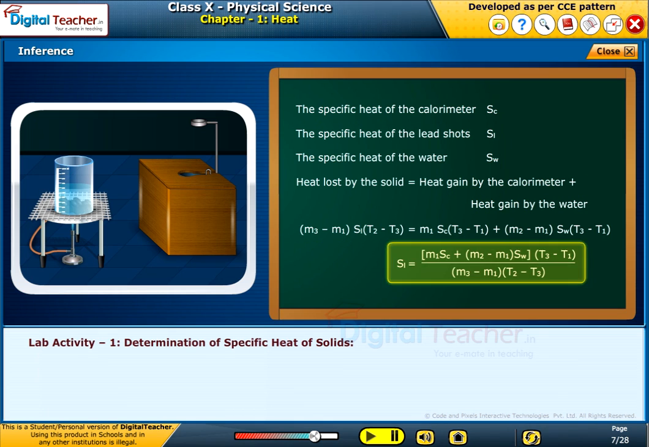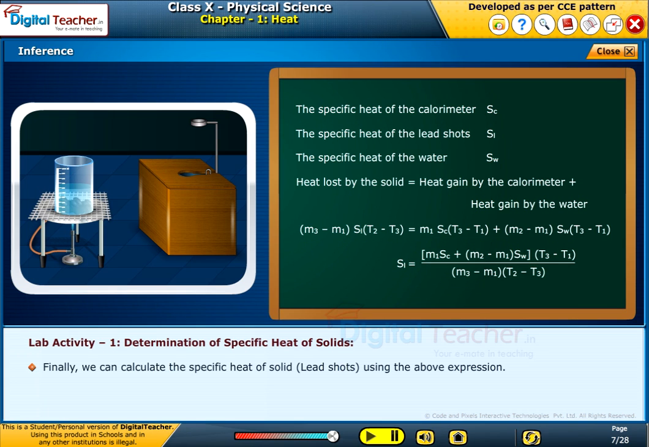SL is equal to [M1 × SC + (M2 minus M1) × SW] × (T3 minus T1) divided by (M3 minus M1) × (T2 minus T3). Finally, we can calculate the specific heat of the solid lead shots using the above expression.